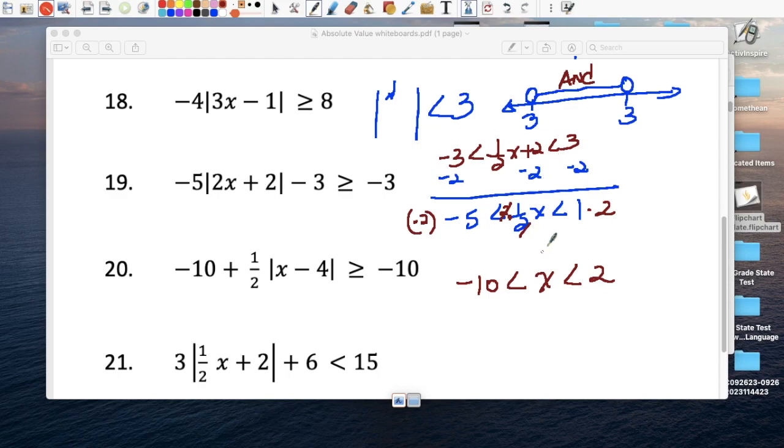So we found out that the solution, the values for x that will make this inequality true, is any x value that's between negative 10 and 2. So let's graph that. It's negative 10, not including negative 10, and 2, not including 2. So as long as you pick an x value that is between negative 10 and 2, it'll make that inequality true.